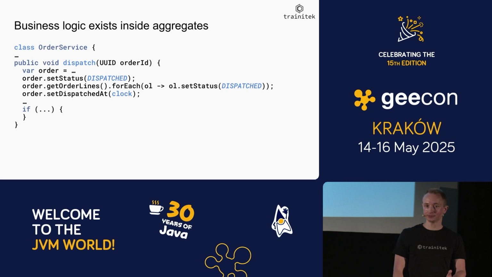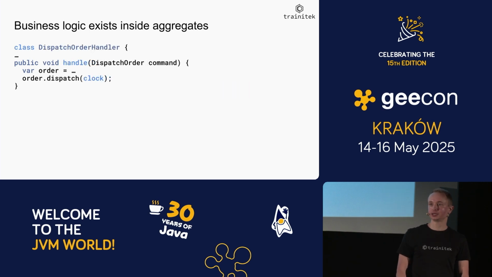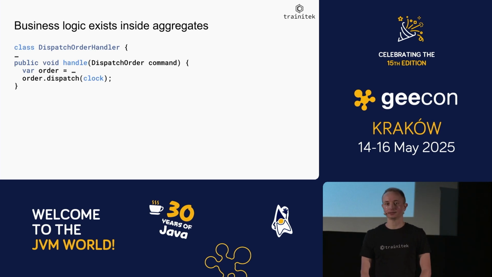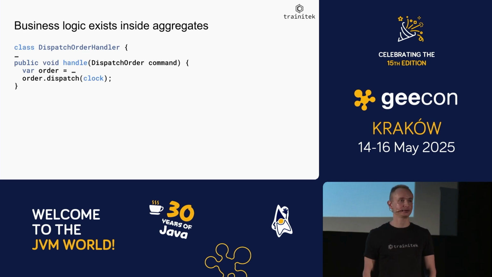So instead of having getters and setters and just modifying our models by the services, the business logic should exist inside our aggregates, because they keep the consistency. All right? And we just get access to the aggregate, and we call some public method of the aggregate. For example, dispatch, and everything that should be implemented will exist inside the aggregate.